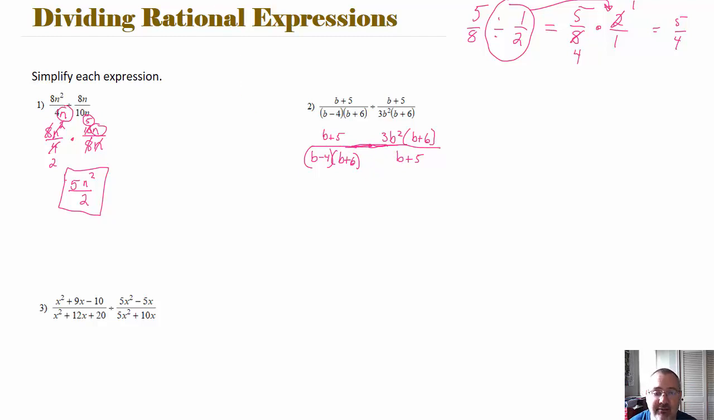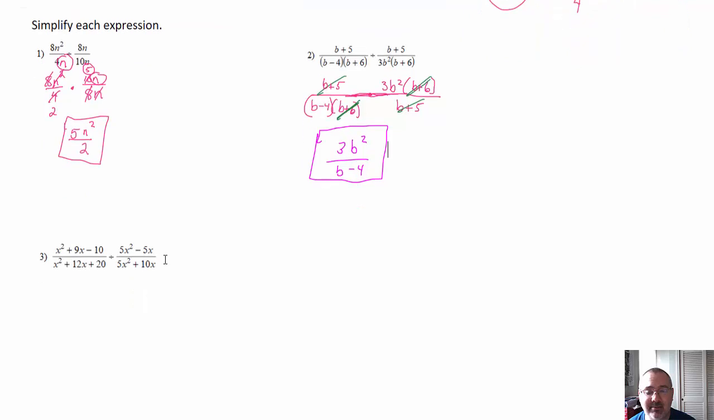So this b plus 5 factor here and this b plus 5 factor here can cross out. This b plus 6 factor and b plus 6 factor crosses out. You might want to cross out a b here with this b here, but remember, this b minus 4 is a complete factor, so unless you cross out the whole thing at once, you can't cross out part of it. So the final answer is 3b squared all over b minus 4. Oh, look at that. Change the colors. Oops. Let's take a look at our last problem down here.